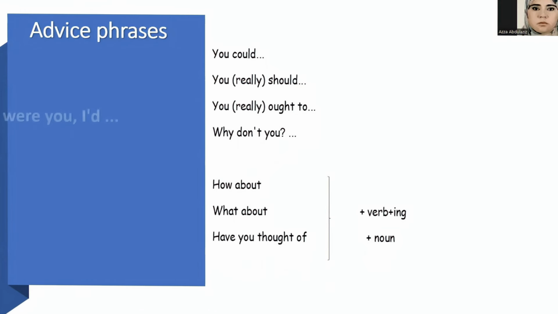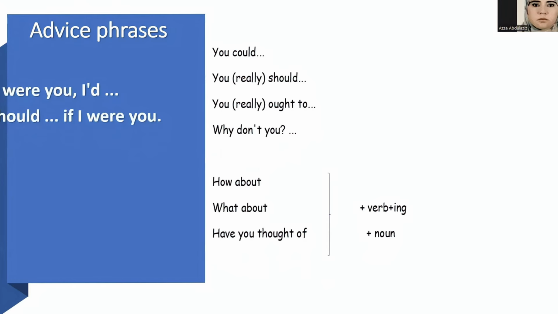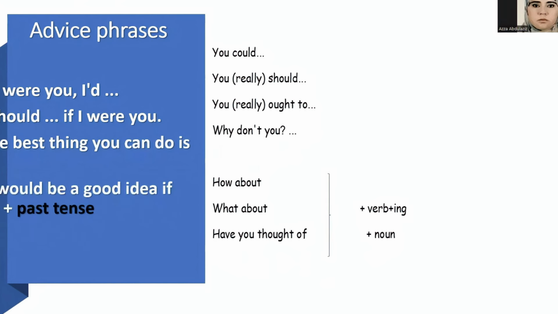If I were you, I should... If I were you, the best thing you can do is, it would be a good idea if you, or you could, you really should, you really ought to, why don't you, how about, what about, have you thought of? Try not to use the same phrase more than once. And as you can see, there are many to choose from. And you have to give two or three pieces of advice only. That means you need to use only two or three advice phrases.